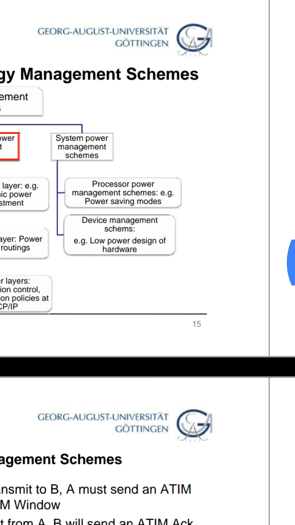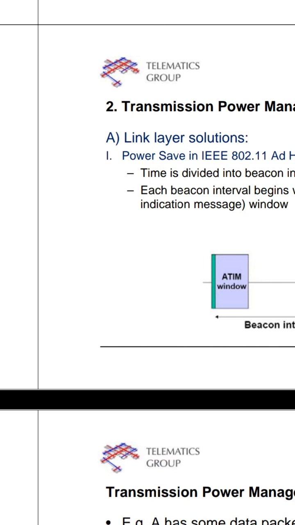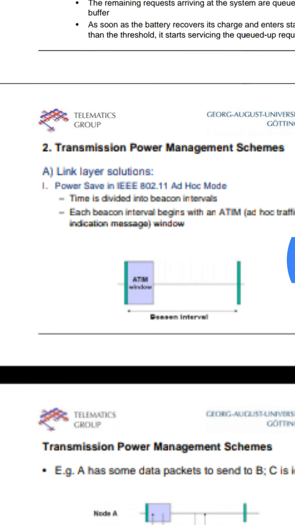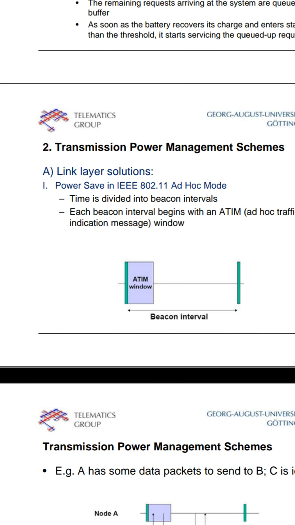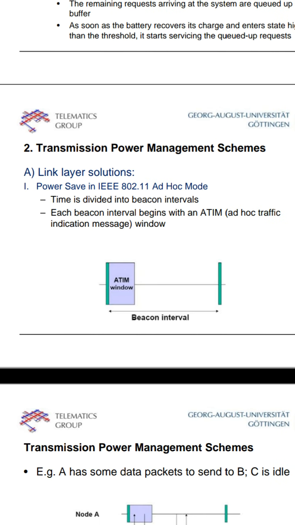First we discuss the data link layer, that is, link layer solutions. Among the transmission power management schemes, the first solution is the link layer solution. Out of this, the first one is power save in IEEE 802.11 ad hoc mode. Here in IEEE 802.11 the time is divided into beacon intervals. Each beacon interval begins with an ATIM window, which means ad hoc traffic indication message.